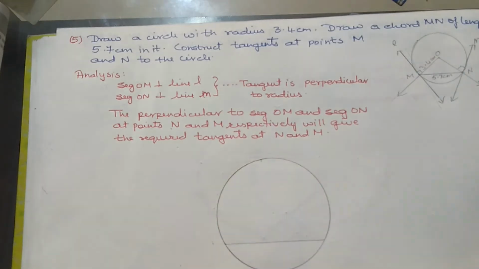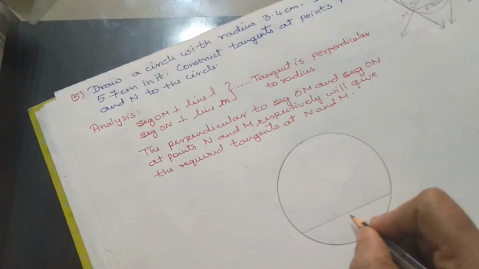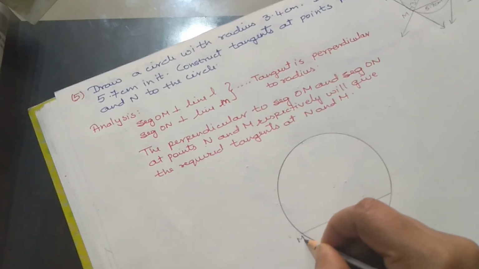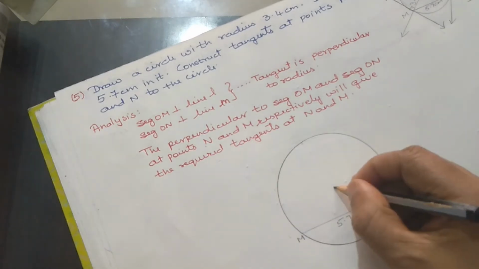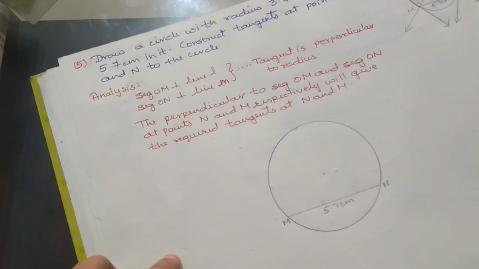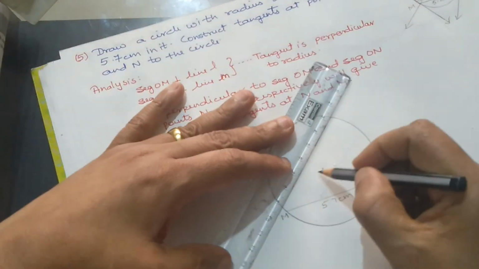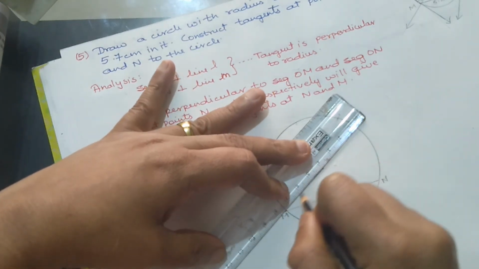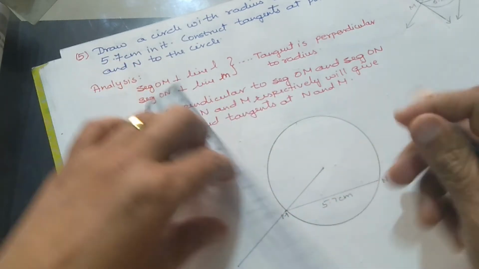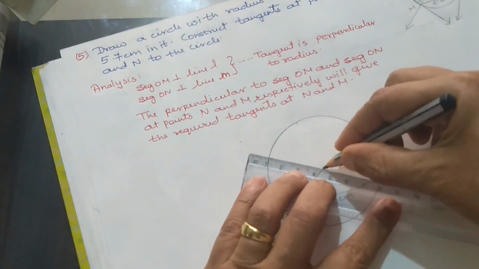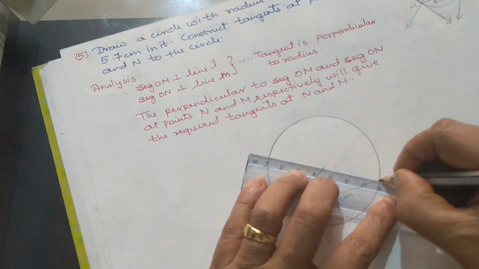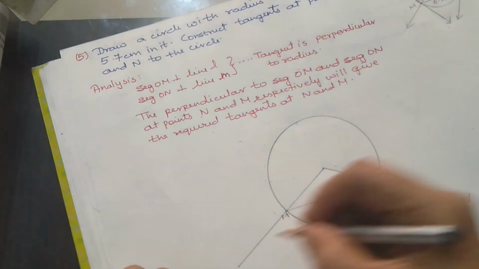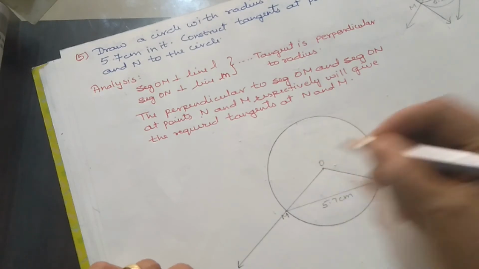So this is a chord of measurement 5.7 centimeter, chord MN. This is the center of the circle. From the center, draw the radius passing through point M and extend it further. Same way from the center and from point N, draw the radius and extend it further. Let us take this as point O.